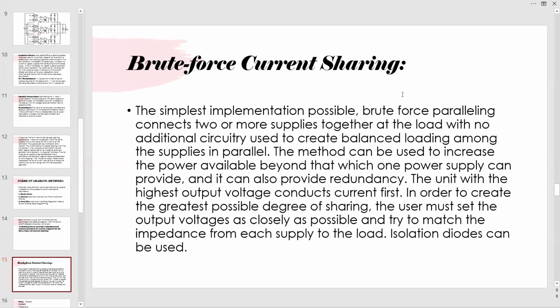The method can be used to increase the power available beyond that which one power supply can provide, and it can also provide redundancy. The unit with the highest output voltage conducts current first in order to create the greatest possible degree of sharing. The user must set the output voltages as closely as possible and try to match the impedance from each supply to load. Isolation diodes can be used.